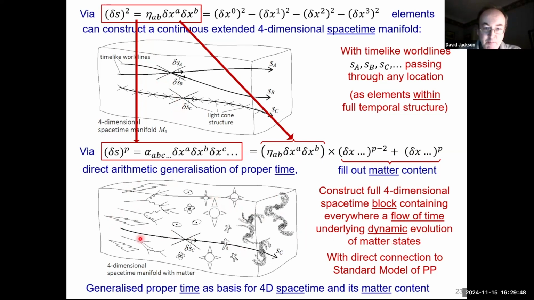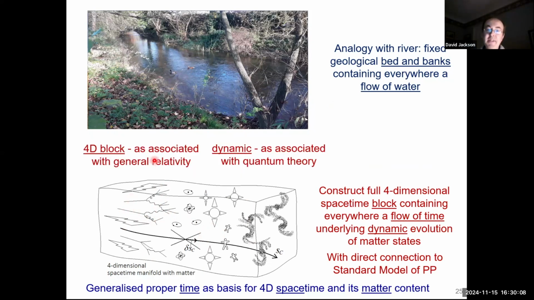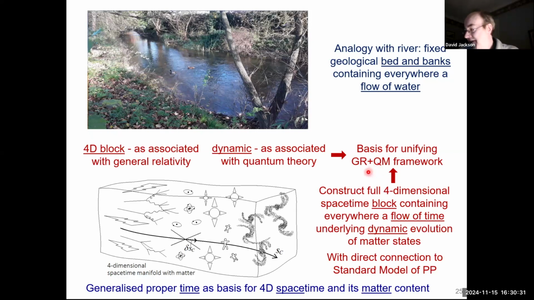So just by way of an analogy, this block is a bit like a river, where the fixed part, the block part, is like the bed and the banks of the river. It looks like a static thing, but it contains everywhere a flow of water. Here we've built a space-time, but it contains everywhere a flow of time passing through this forward light cone structure everywhere. So if we think of general relativity, that's associated with a four-dimensional block picture. The Einstein field equation has solutions for a four-dimensional space-time geometry, whereas the dynamic picture is what we associate with quantum theory. So we've combined these two things. So this is possibly a useful environment for thinking about how to combine general relativity and quantum mechanics. So in the next part of the talk, I'll talk about how we might go about combining general relativity with quantum theory.